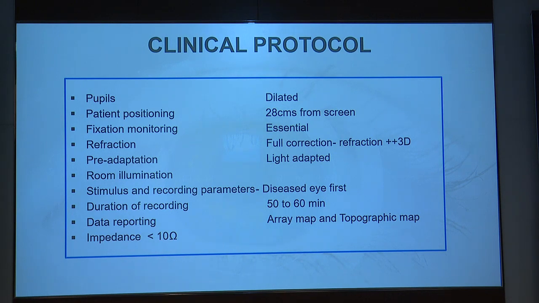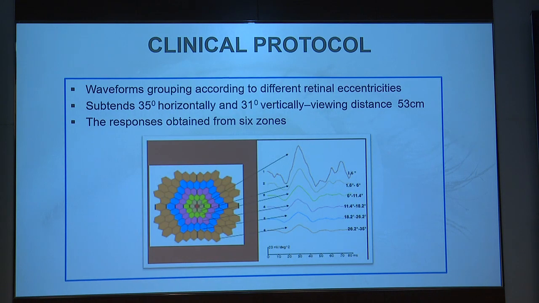The impedance level should be less than 10. The machine tells you whether the impedance level is okay or not. If the impedance level is not good, the machine will not proceed further. So you have to correct the impedance. What is impedance? It is noise. If there is some problem, sometimes you have to change the lead.